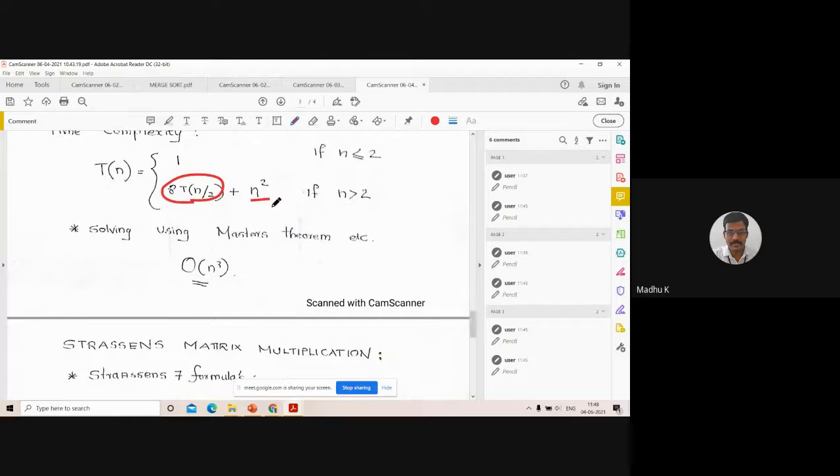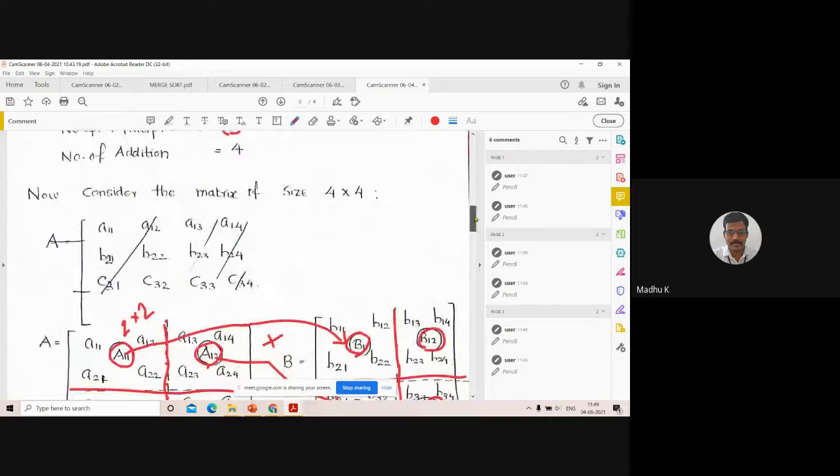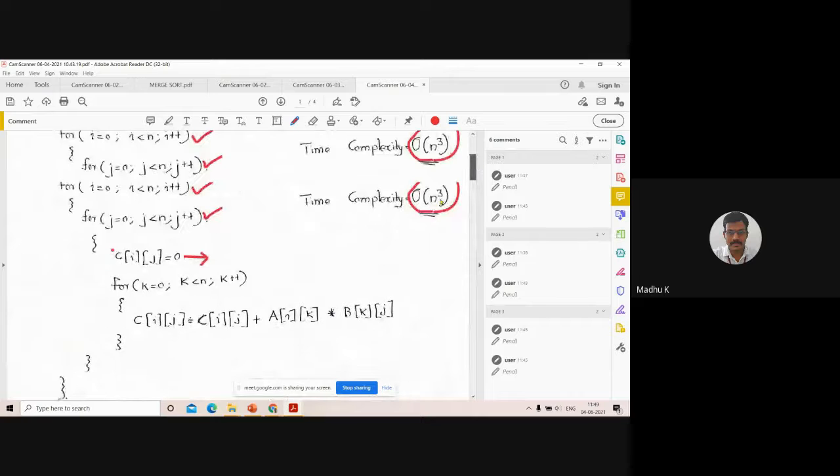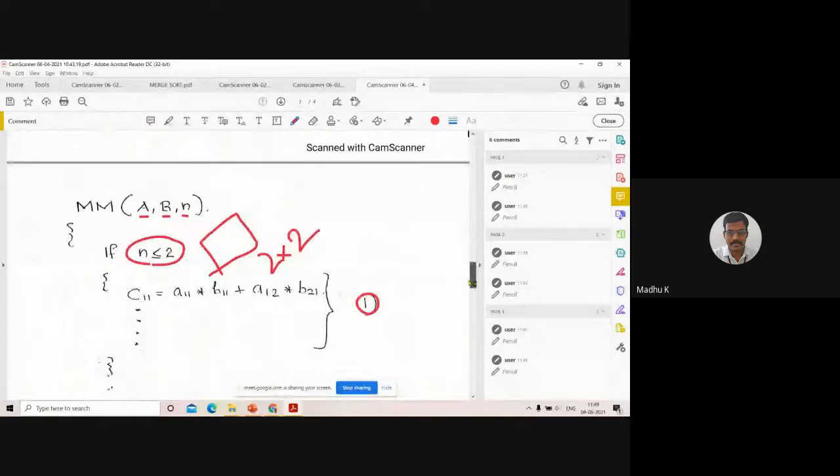So it will be n square. Why? Because plus is a matrix addition, and matrix addition takes n square time. So it will be c into n square. After solving using Master's theorem, you can obtain order n cube. The traditional approach is also n cube. The divide and conquer approach is also taking n cube.